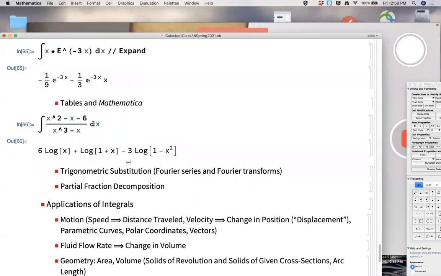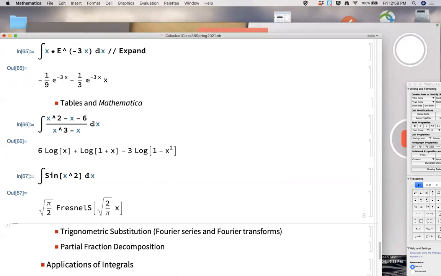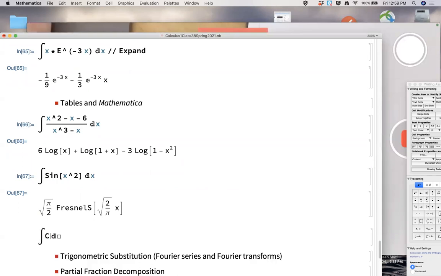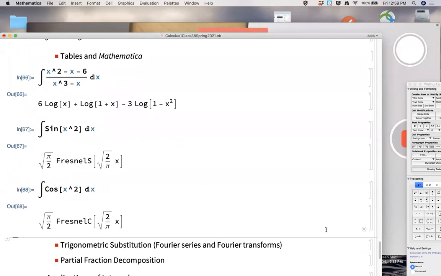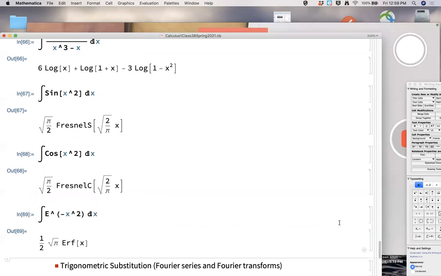Some integrals are just too hard. And in fact, to do them, you have to come up with a new name for a new kind of function. Integrating sine of x squared involves a new function called Fresnel s, which stands for the Fresnel sine function. Integrating cosine of x squared introduces a new function called Fresnel c. Integrating e to the negative x squared turns out to be important in many applications in probability and statistics because it's related to something called the normal distribution. This introduces a new function called ERF, which stands for error function.